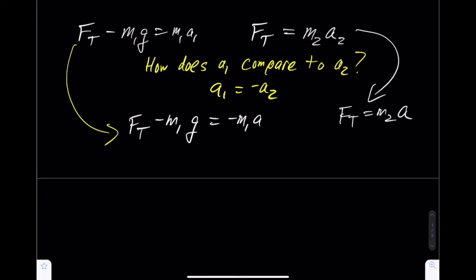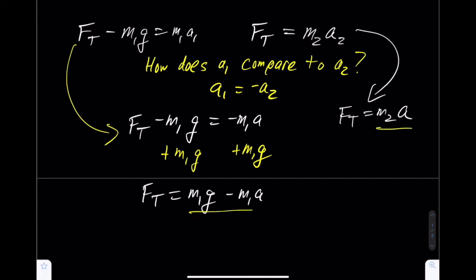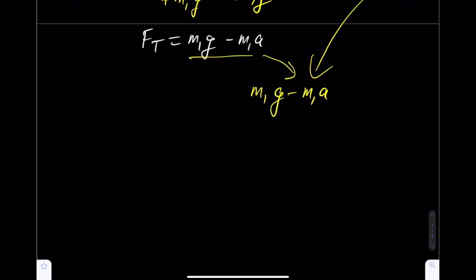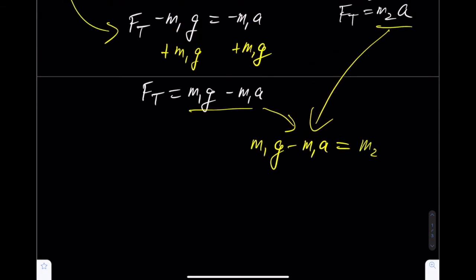I can notice that one of my equations is already solved for Ft, so I will solve this other one for Ft. So I'll add m1g to both sides. And that's going to give me Ft is equal to m1g minus m1a. And then Ft is also equal to m2a, so I can set both of those sides equal to each other. So setting those expressions equal to each other, I get m1g minus m1a is equal to m2a.